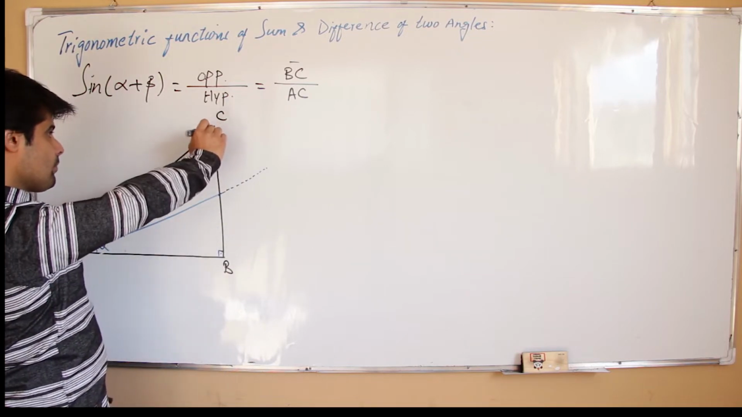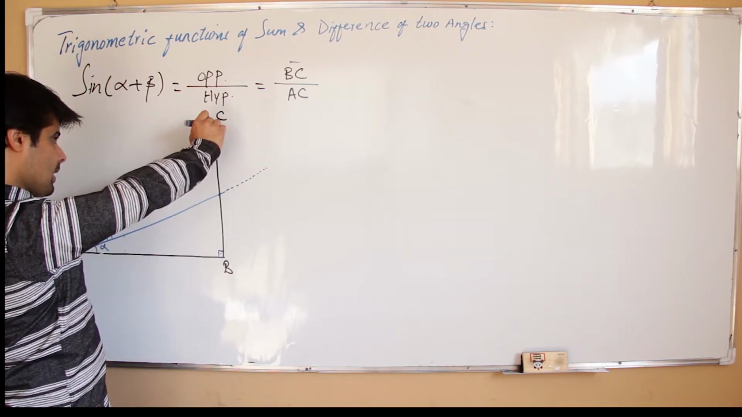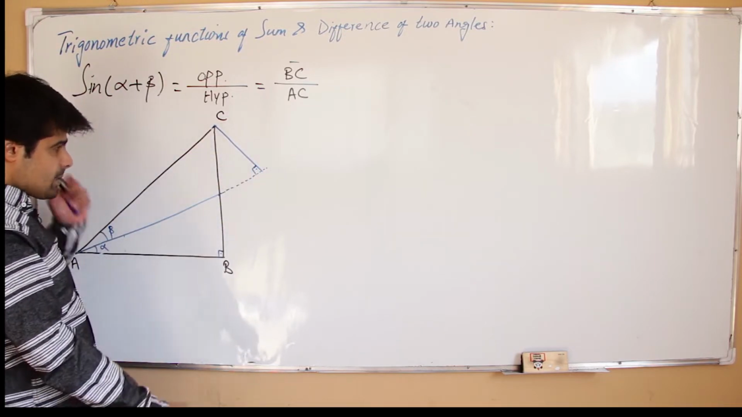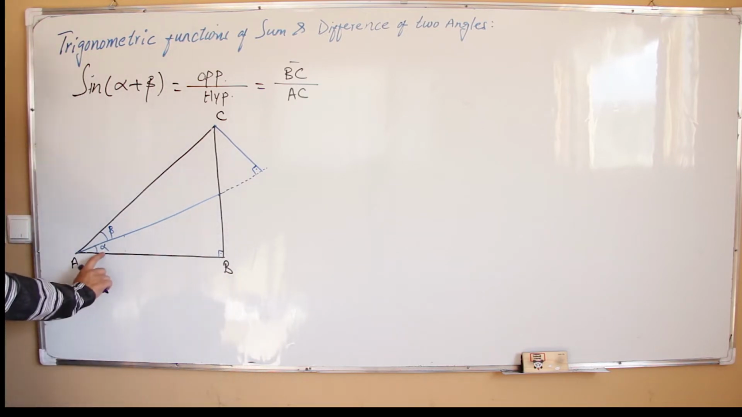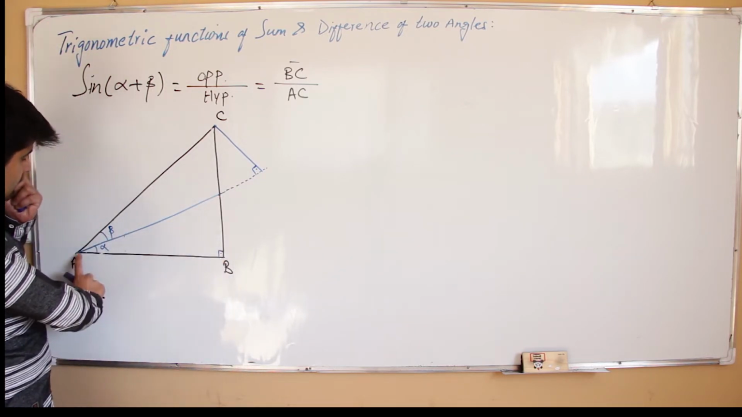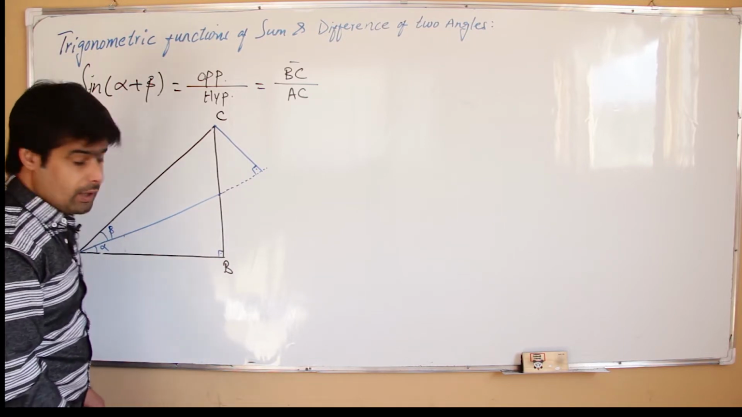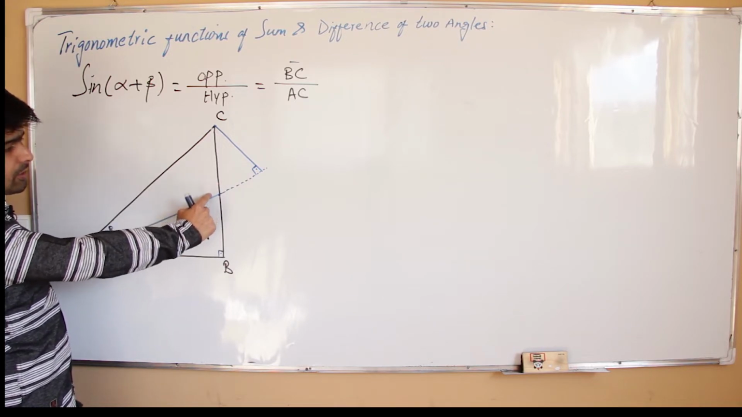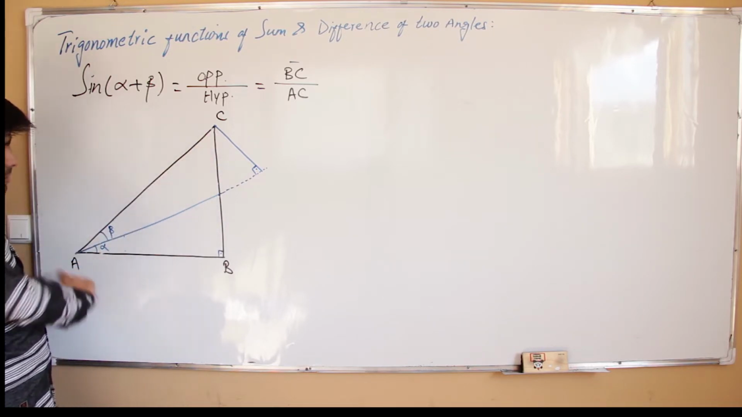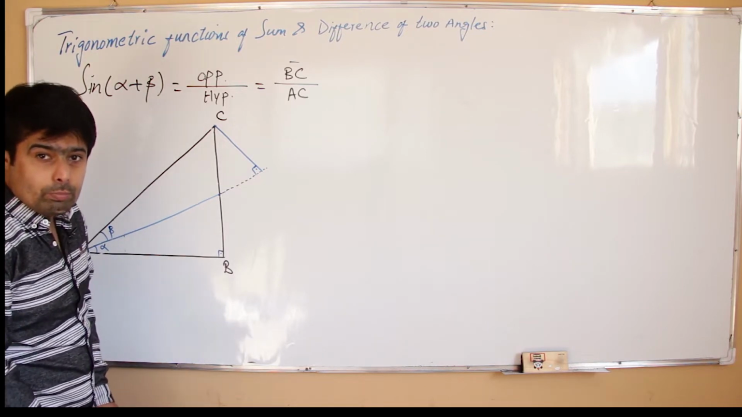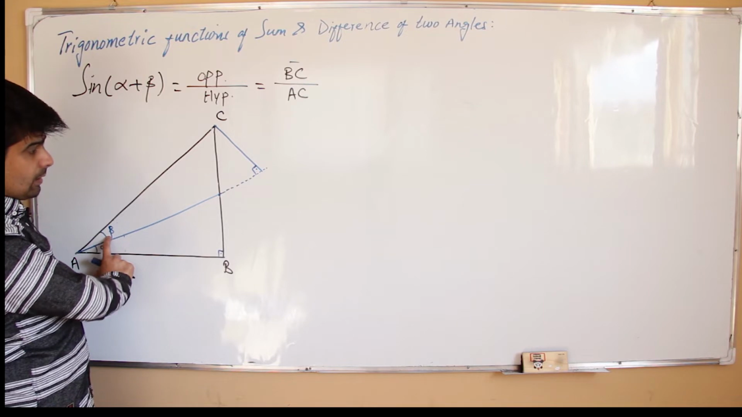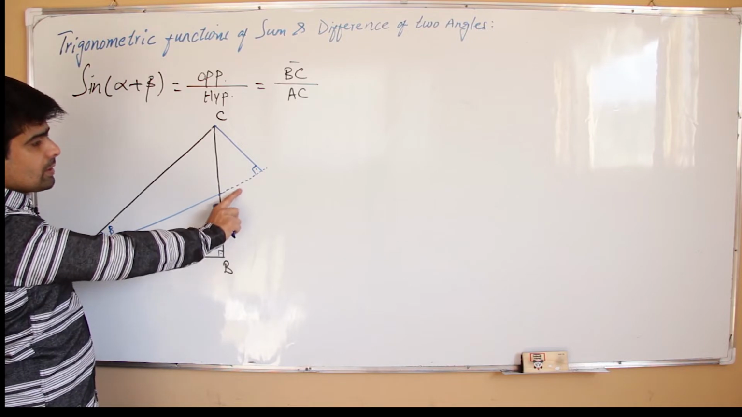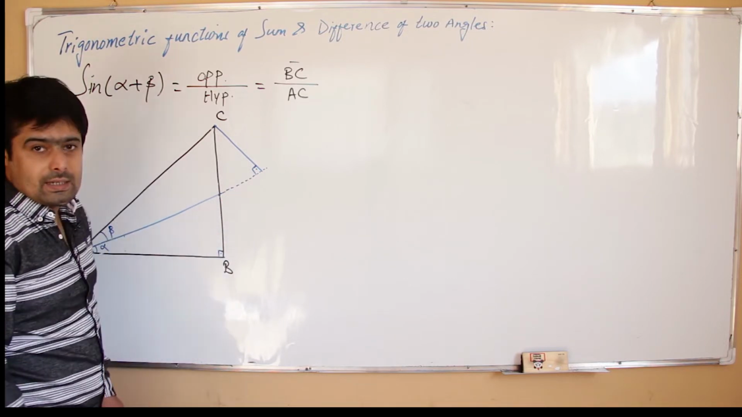Now I want to draw a perpendicular line on this one. This is our perpendicular line. Why did I extend this? Because alpha is in a right angle triangle, but beta is not in a right angle triangle. This angle is not 90 degrees. In order to put beta in a right angle triangle, I extended this line and made a perpendicular line on this extended line.